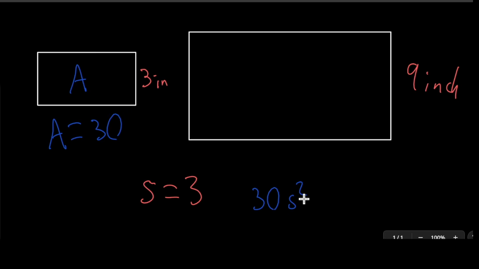S squared in this case is 3 squared, which is 9. 30 times 9 is 270. So the area for this big guy would be 270.